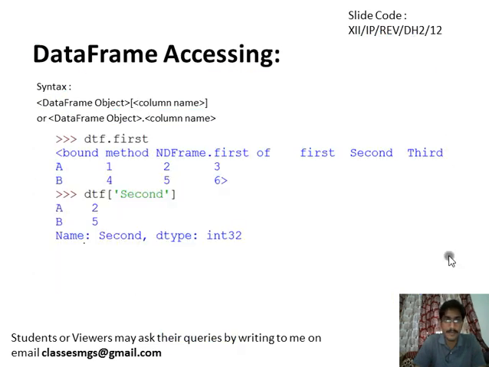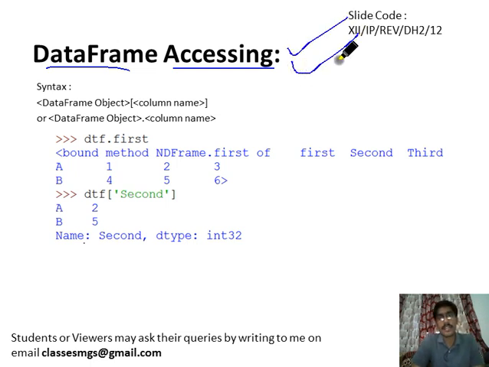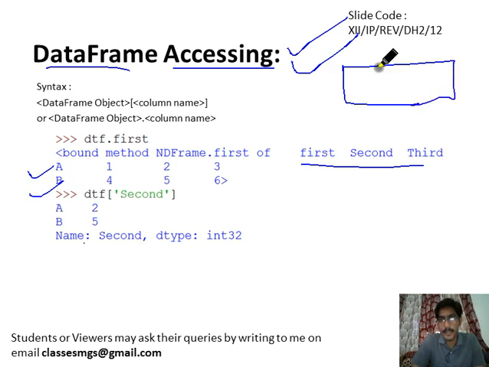Let me move next. Now we will see how we can access the data frame. So far we have seen how to create a data frame and how to access its attributes. Now we will see what the way is if anyone wants to print the values inside the data frame.